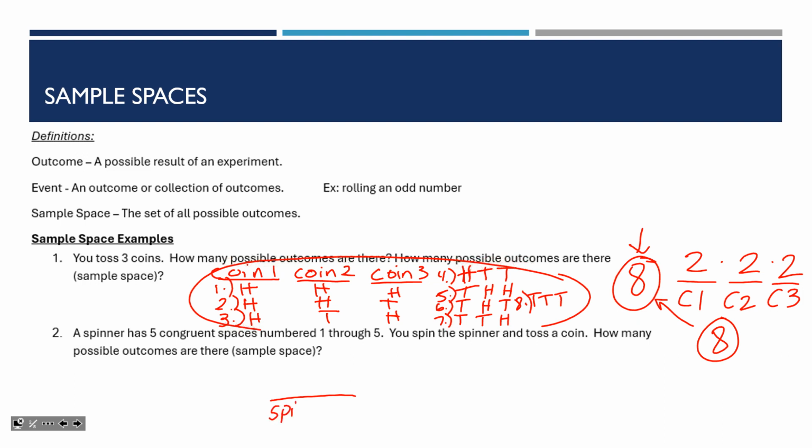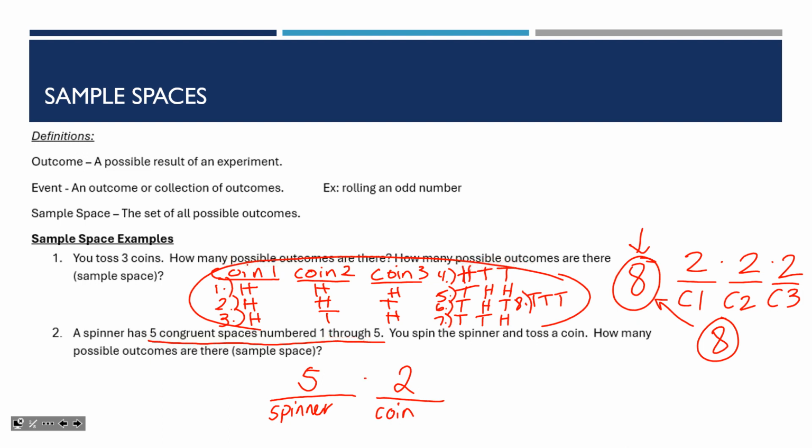I'm spinning the spinner and I'm tossing the coin, right? Well, how many possible outcomes are there when I spin the spinner? Well, the spinner has 5 congruent spaces numbered 1 through 5. So there's 5 possible outcomes. And when I flip a coin, what are the possible outcomes? Well, I could either get a heads or a tail. So there's 2 possible outcomes there.